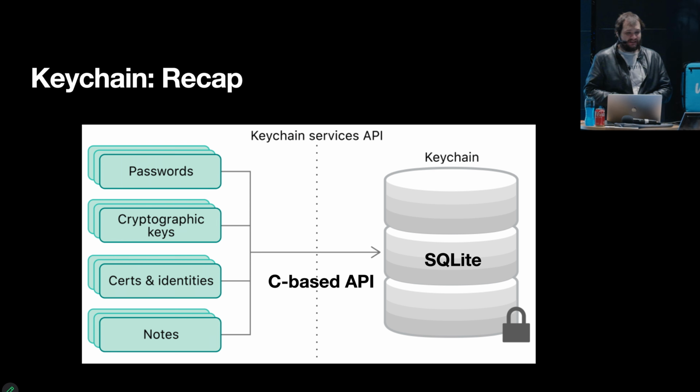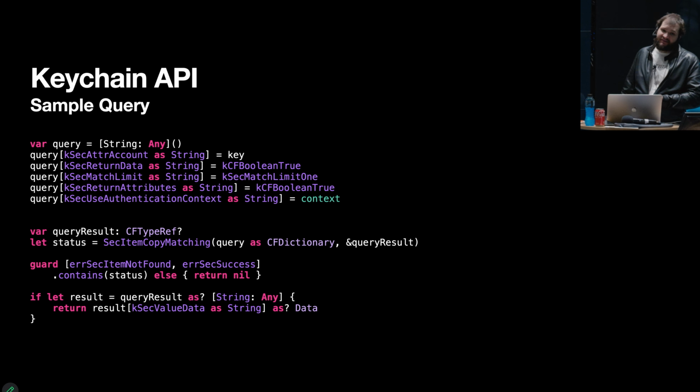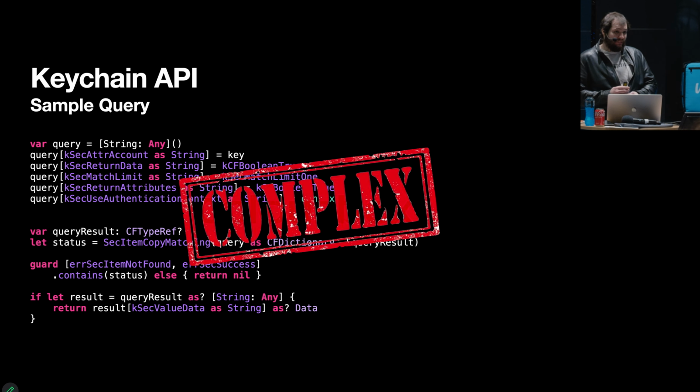So this is how it looks, and today we're going to be focusing on the C-based API component. We are going to really look deep into this part. So what is the Keychain API, how does it look? And this is it. I think it's quite easy, right? Well, not so. It's one of the most complex APIs there for a beginner developer.